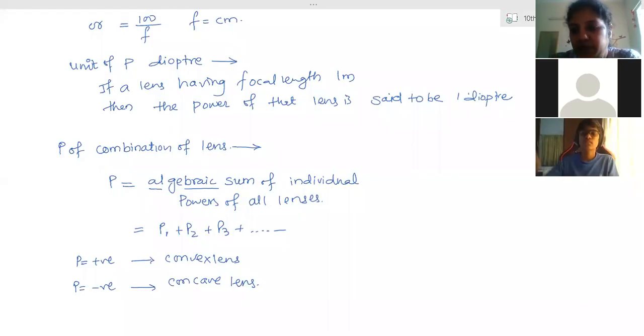Any doubt in this chapter? Ma'am, yes. What is aperture?